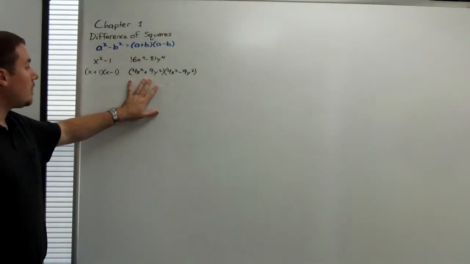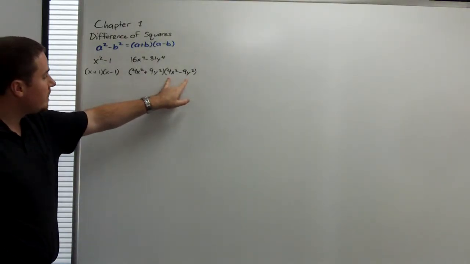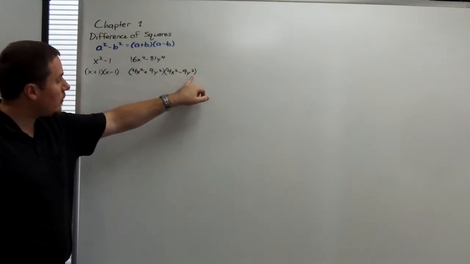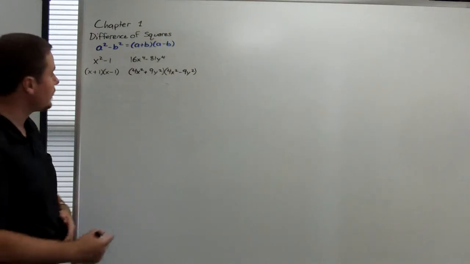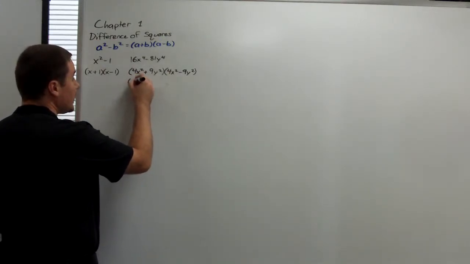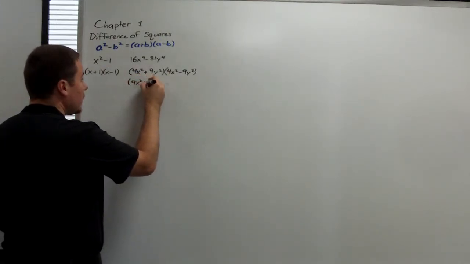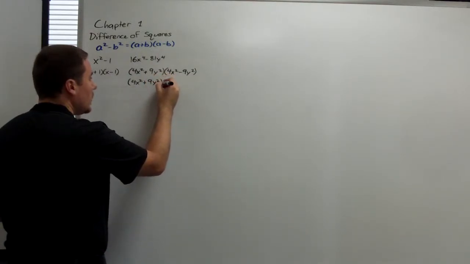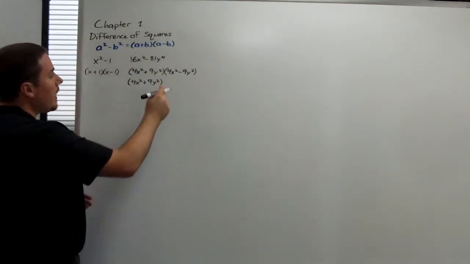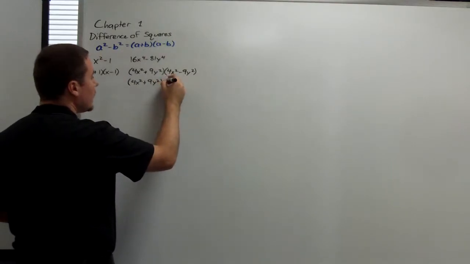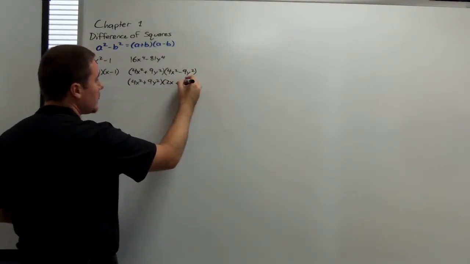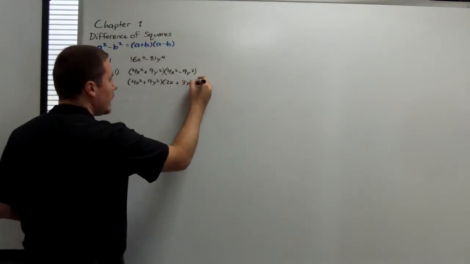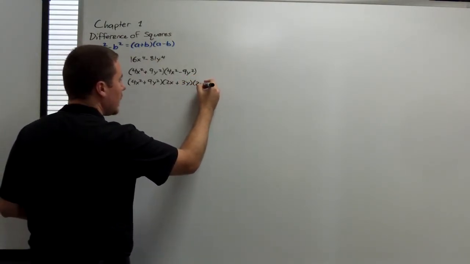This is now prime. There is nothing that I can factor out of this. But if you notice, 4x squared and 9y squared are also perfect squares, so we must continue. So this prime term, 4x squared plus 9y squared, stays the same. But now we take the square root of 4x squared, which is 2x, and add it to the square root of 9y squared, which is 3y. We repeat the process with a subtraction.